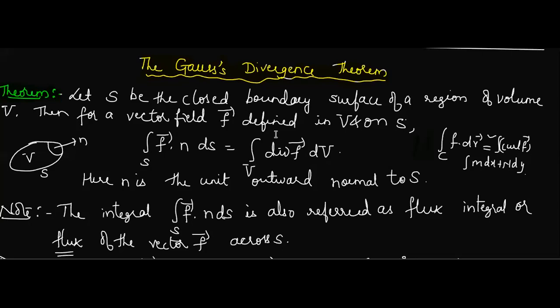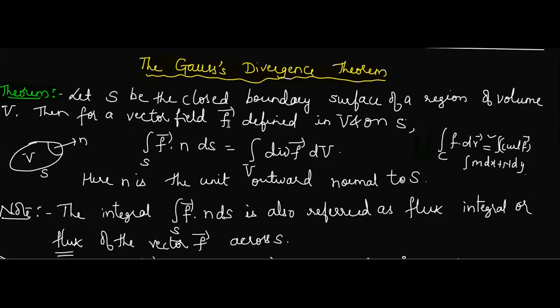The third theorem on vector integration, or line integral, is about Gauss divergence theorem. This also will help us to find the line integral only, but here you can see some change in the line integral. Suppose we have S as a closed boundary surface of a region whose volume is V. So we have some surface whose volume is V.